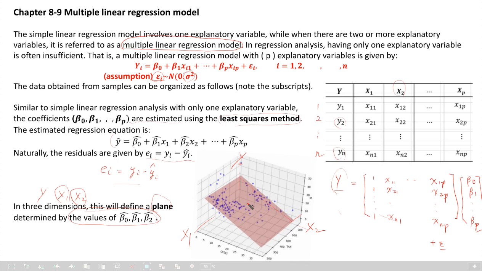So it looks somewhat complicated, right? So there are many topics, many analyses, what types? I mean analysis methods and analysis topics in the multiple linear regression model, of course.